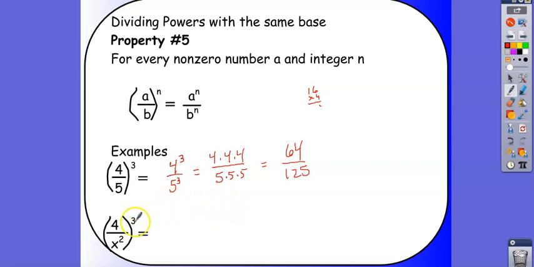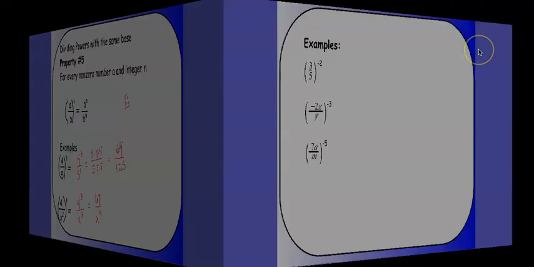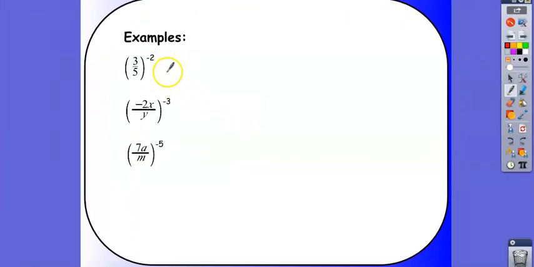Okay, what about this one here? I'm going to end up with 4 cubed on top and on bottom. What do you do when you do a power to a power? You multiply them. 3 times 2 is 6. I would take care of that 4 cubed. That's 4 times 4 times 4. That stays right there. Let's see if I have any more examples for you. Yep. Oh, this is a good one. I like this one. Okay, there's a couple of ways to do this one.